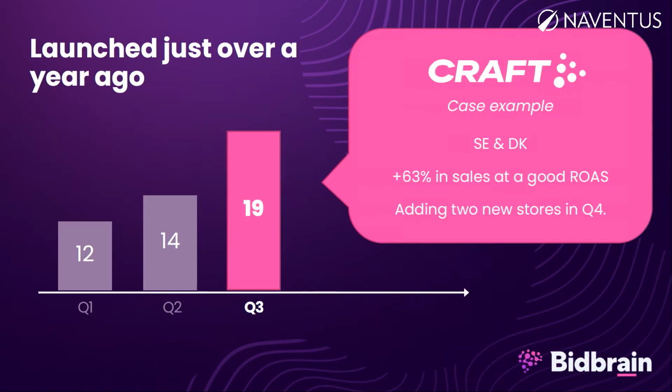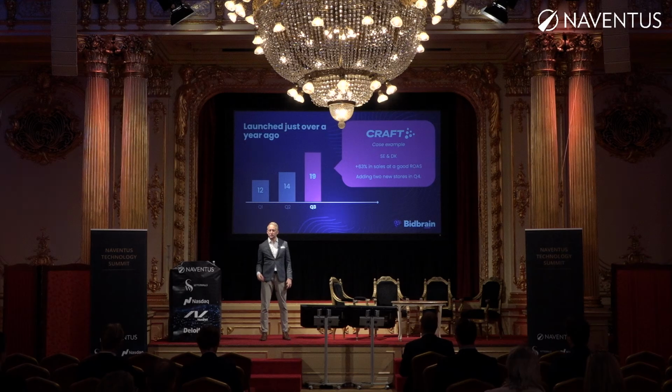So, we launched this service a little bit over a year ago. It's going slowly, but in the right direction. We are currently at 19 customers, or 19 stores. One example is Craft Underwear, which are now expanding to 2 more stores this quarter due to strong results of increasing sales at a very good ROAS. So that's just an example of this.